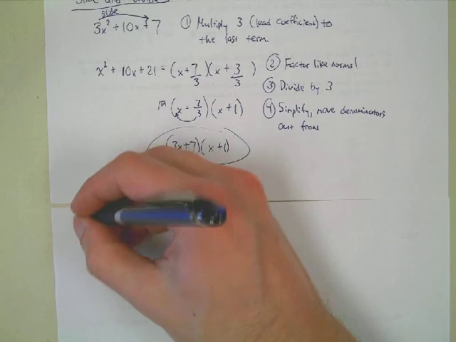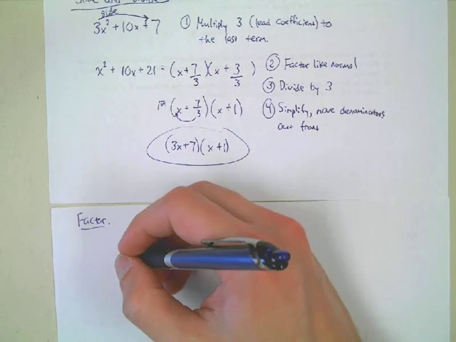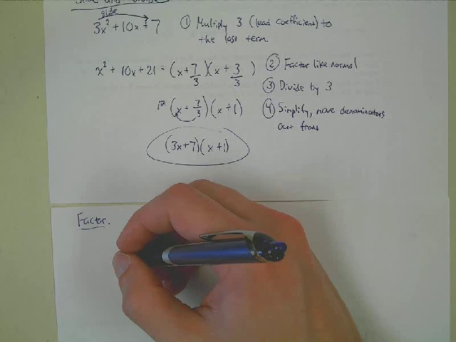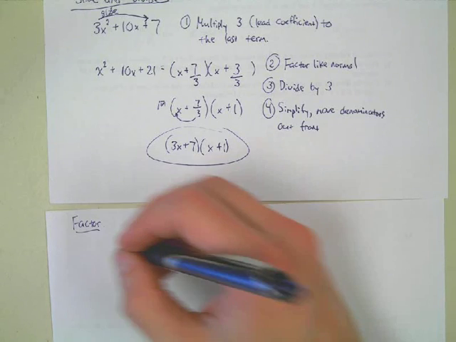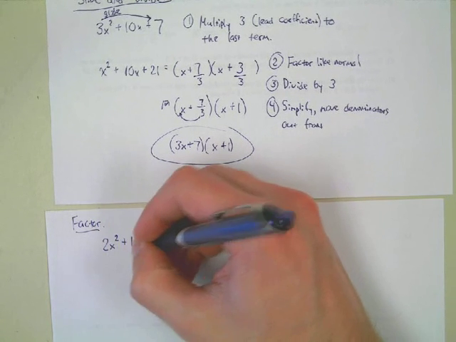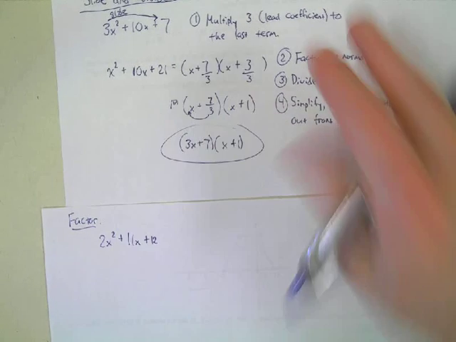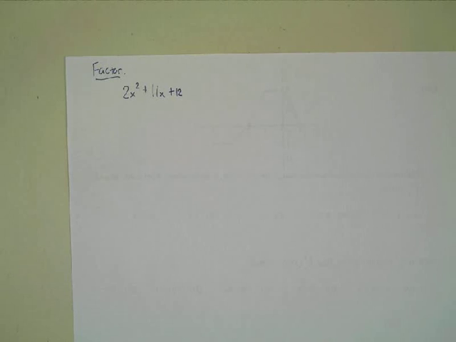All right, so again, our directions are to factor. So let's see, this one: 2x squared plus 11x plus 12. All right, so I'm going to pull this one away here. 2x squared plus 11x plus 12.